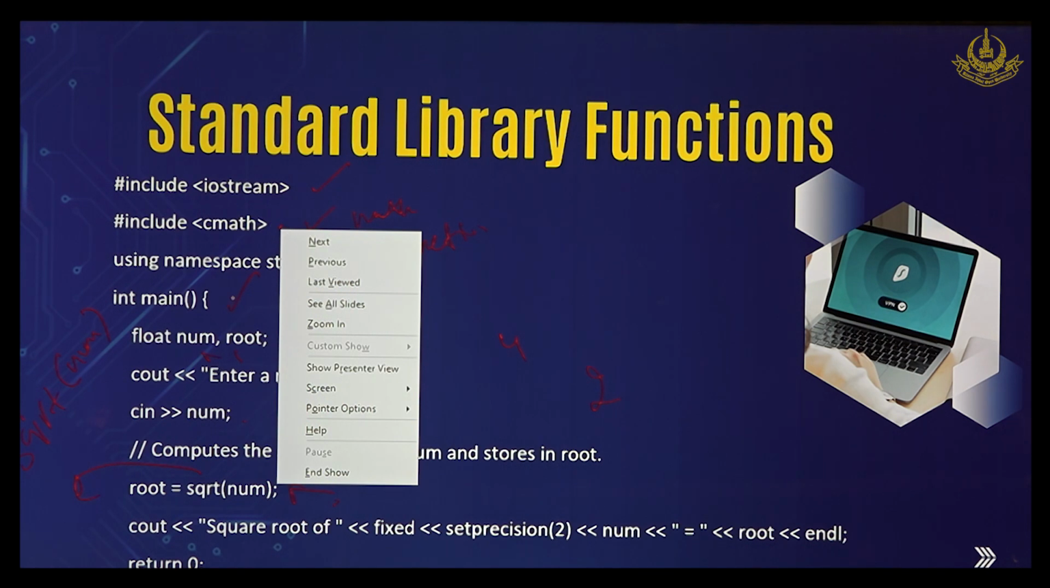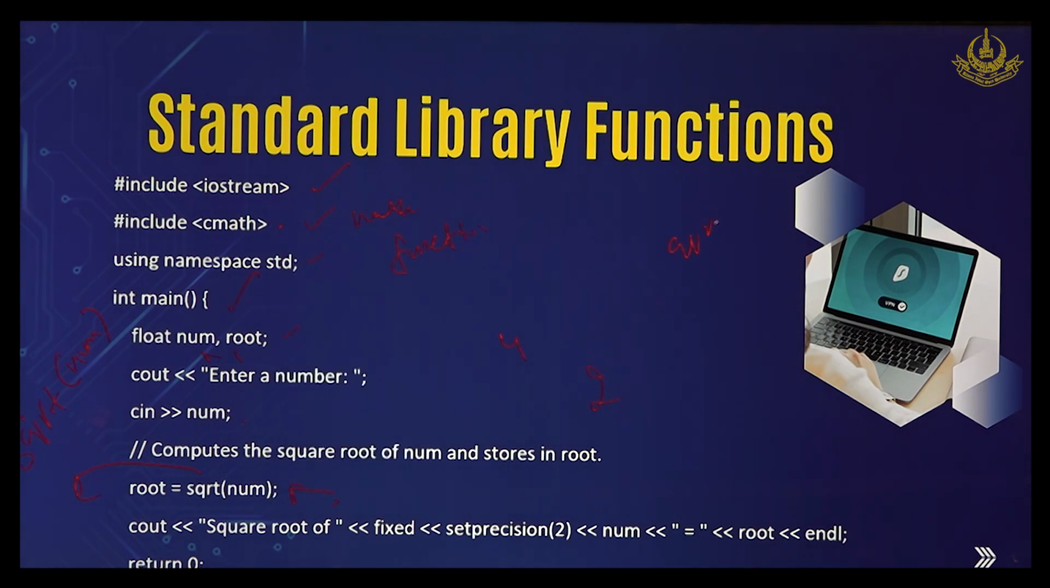The signature of the function would be something like this. They have defined it to be a float type of function. It is also returning a float. So that is how the signature of this particular function would be in the cmath library.